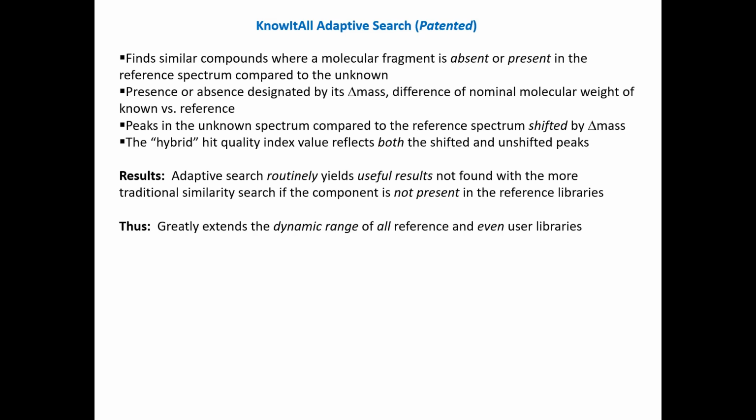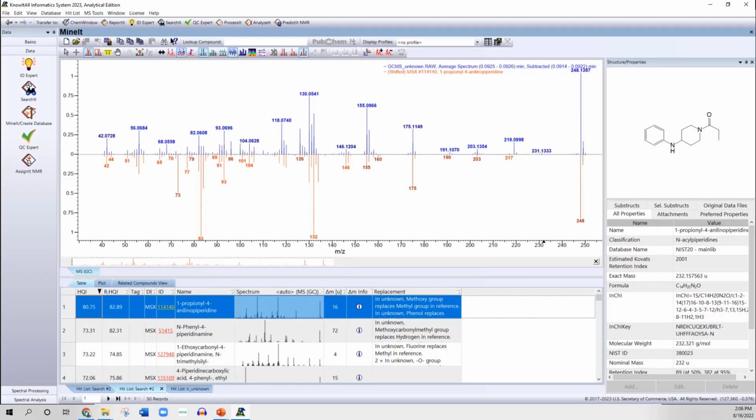The result is that the adaptive search routinely yields useful results not found with the more traditional similarity search if the component is not present in the reference libraries. Thus, this greatly extends the dynamic range of all your reference and even user libraries. Here are the results for the adaptive search, and you'll see the best hit in the right-hand corner. And if you look at the results in the bottom, it has a hit quality index of 80.7.